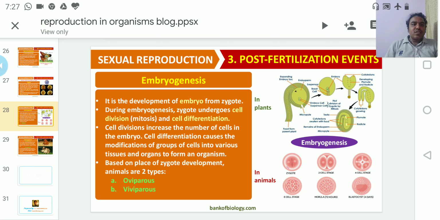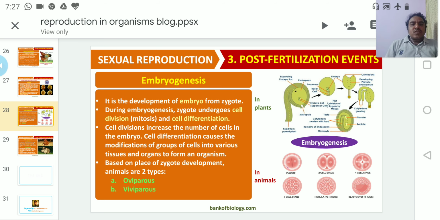Here we can see embryogenesis in the case of plants, especially angiosperm dicots, and here in the case of animals, they have shown how the zygote undergoes division. It becomes a 2-cell stage, then a 4-cell stage, an 8-cell stage, and it undergoes repeated division. Finally, different structures, that is tissues and organs, form, and completely it gives rise to a particular organism.